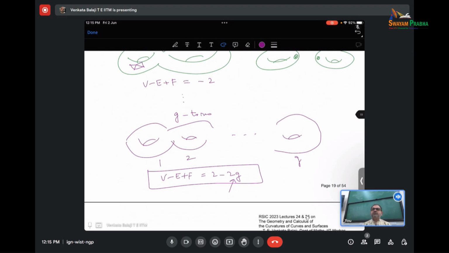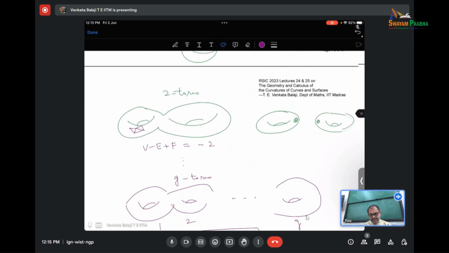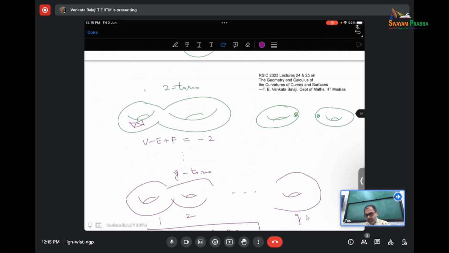So what is so special? Incidentally, I must tell you that just like the 2 torus is a sphere with 2 handles, the n torus is actually a sphere with n handles.